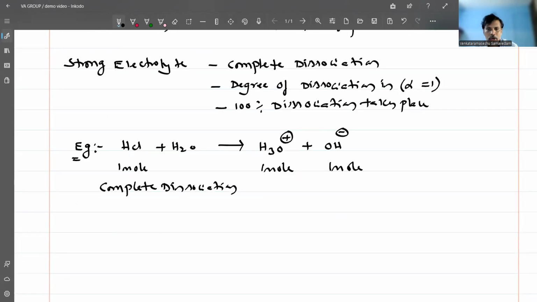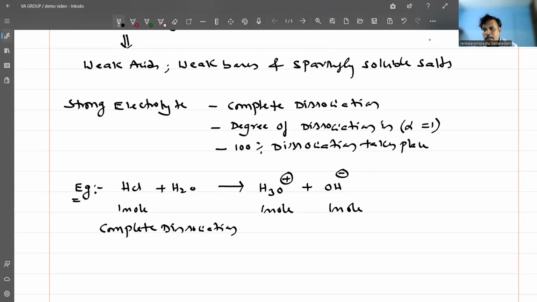But there exists no equilibrium here, because these substances are said to be strong electrolytes. So we can't talk about equilibrium between the ions and undissociated molecules. There is no ionic equilibrium.